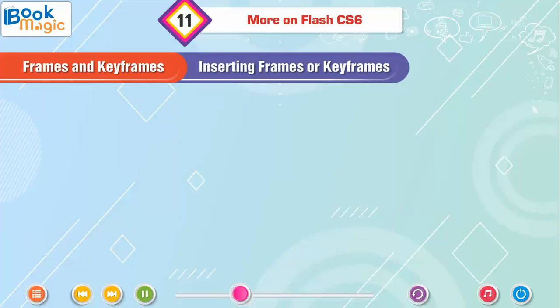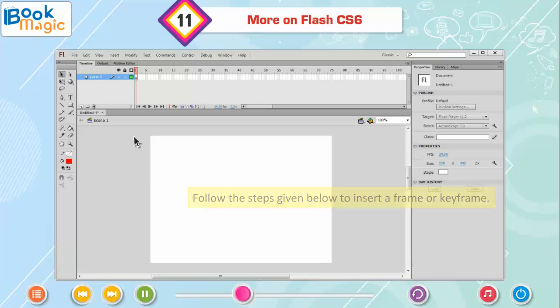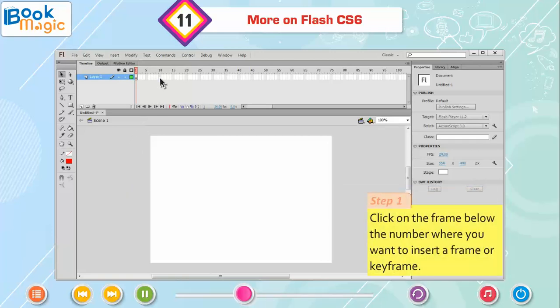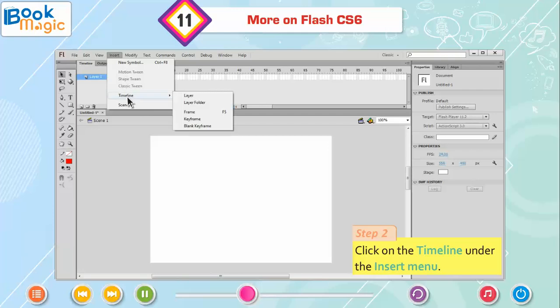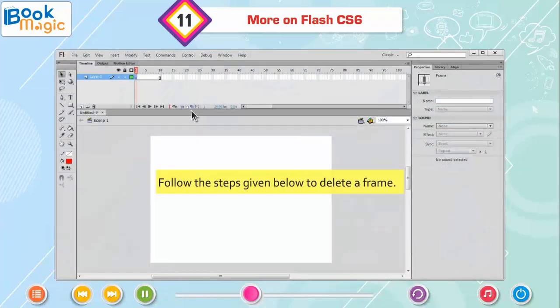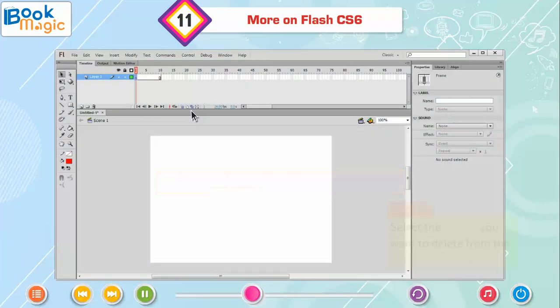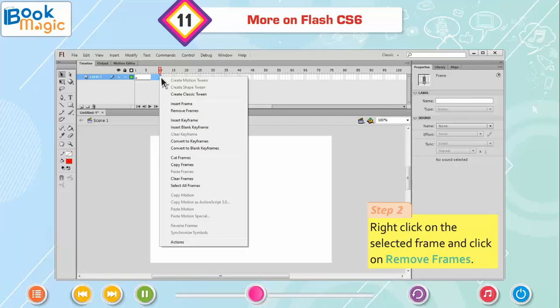Inserting frames or keyframes. Follow the steps given below to insert a frame or keyframe. Step 1. Click on the frame below the number where you want to insert a frame or keyframe. Step 2. Click on the timeline under the Insert menu. Step 3. Select one frame or keyframe. Deleting frames. Follow the steps given below to delete a frame. Step 1. Select the frame you want to delete from the timeline panel. Step 2. Right-click on the selected frame and click on Remove Frames.